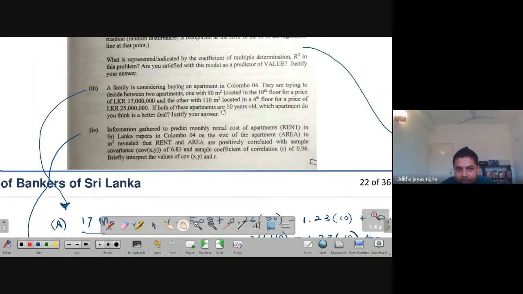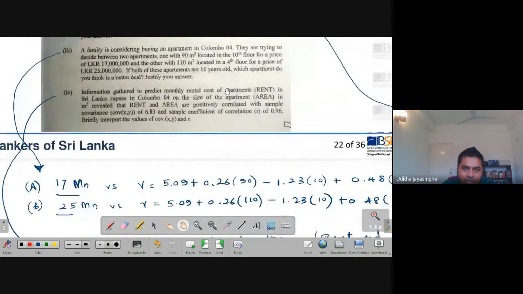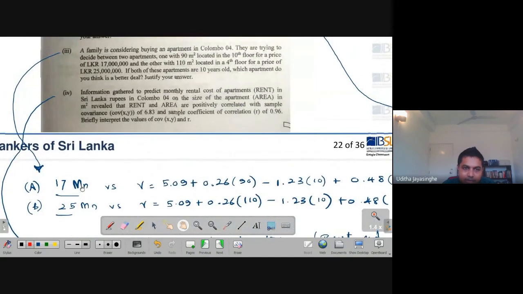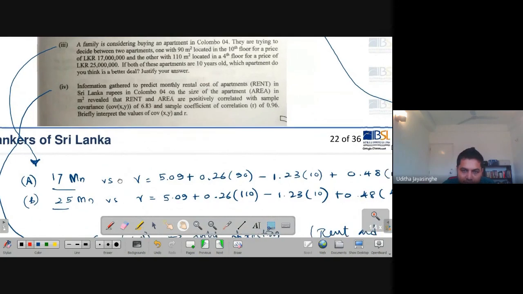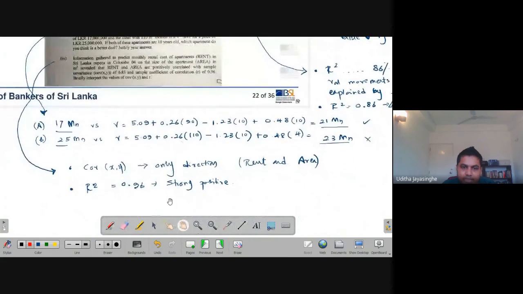Third part: a family is considering buying an apartment in Colombo 4. They are trying to decide between two apartments. Some sizes are given, 90 meters, 110 meters, 10th floor, 4th floor. Simple application, you know the value. The costs of these apartments are given: 17 million is the selling price and 25 million is the selling price. Now you can use your learning from this equation and predict a value. So versus the 17 million, if you apply individual variables carefully, you're getting a value of 21 million.